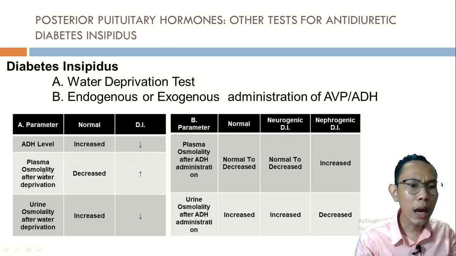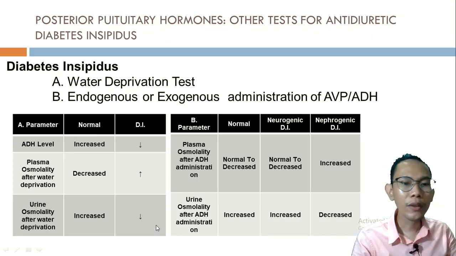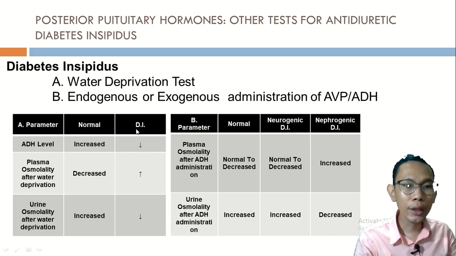Paano naman, Doc, ang plasma osmolality after water deprivation? Normally, dapat kung magde-deprive ka ng tubig, it should be decreased. Pero if you have diabetes insipidus, it is increased. For urine osmolarity after water deprivation, the normal response should be increased. If the patient has diabetes insipidus, there will be a decreased urine osmolarity. Now, if we were able to confirm these values in a patient with DI, we will say that the patient has diabetes insipidus.